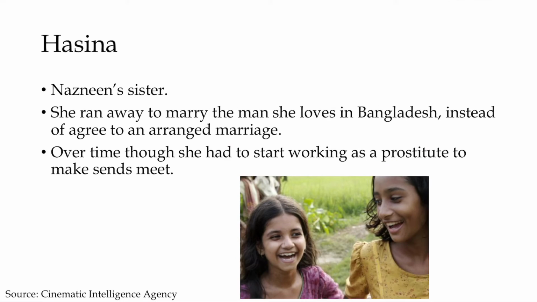Finally, the other key character is Hasina, who's Nazneen's younger sister. She's interesting and she's a foil to Nazneen because she ran away to marry the man that she loves in Bangladesh instead of agreeing to an arranged marriage, which is very much contrary to expectations of women. However, over time, this is punished and the independence of her spirit is crushed, and she ends up working as a prostitute to make ends meet, and finally is rescued from a women's shelter, and she ends her days being a maid.